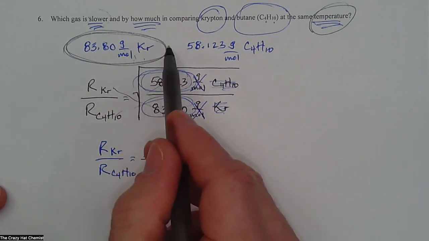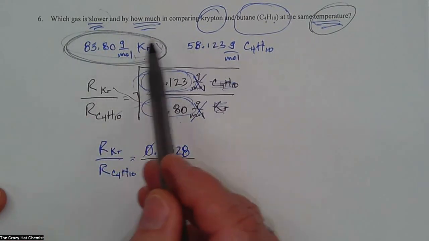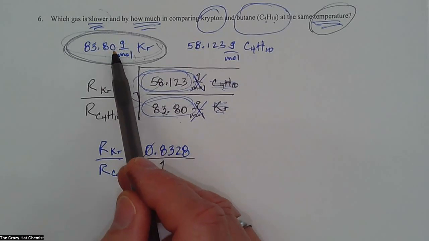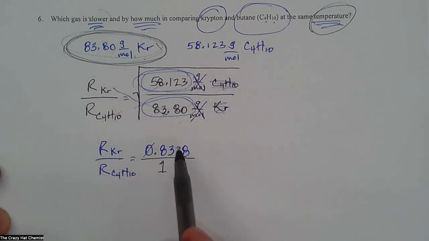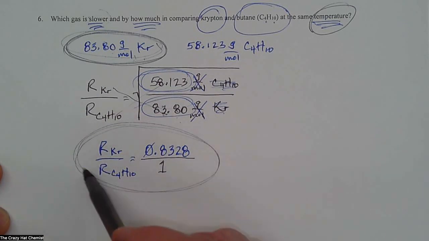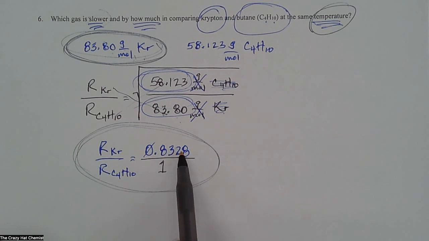So which gas is slower? Krypton. I'm going to get that number by comparing the two molar masses. The one that is larger in terms of molar mass is the slower gas. And then plugging into Graham's law, I get how much slower. So krypton is 0.8328 times slower than butane. Look, if butane was traveling at a rate of 1, then krypton would be traveling at a rate of 0.8328.